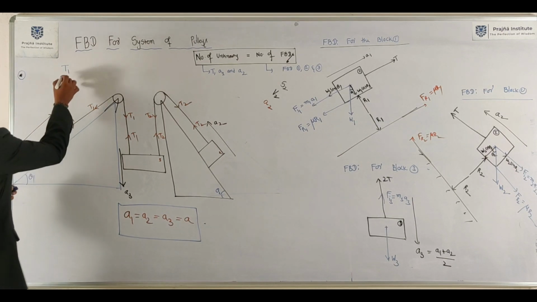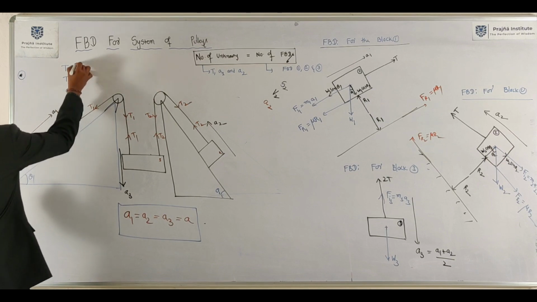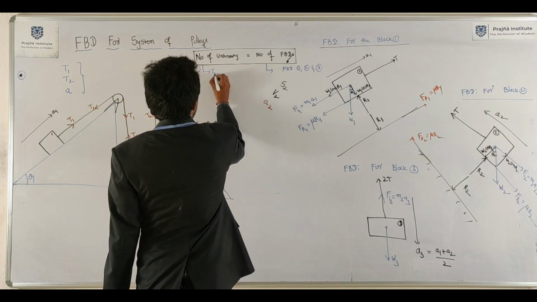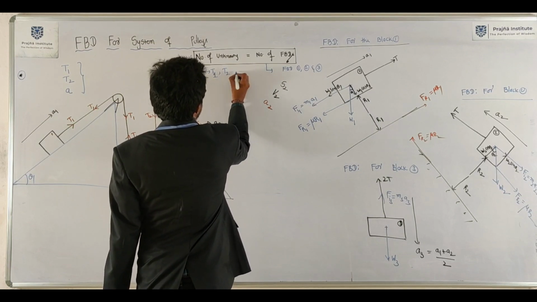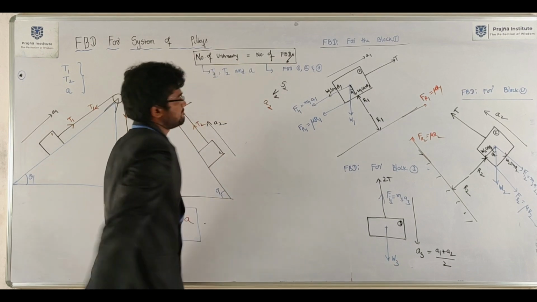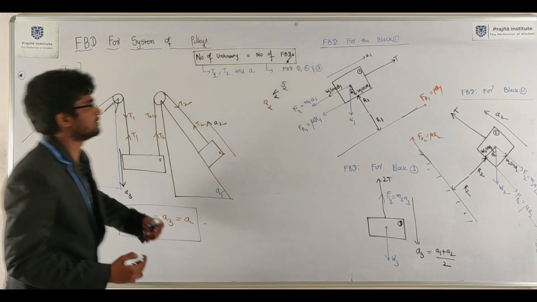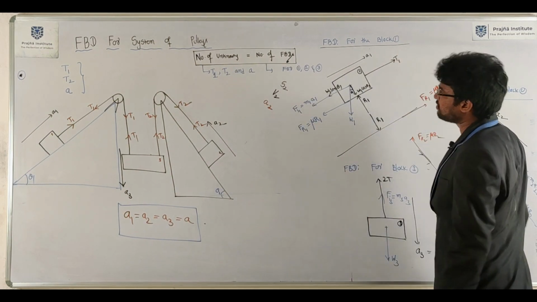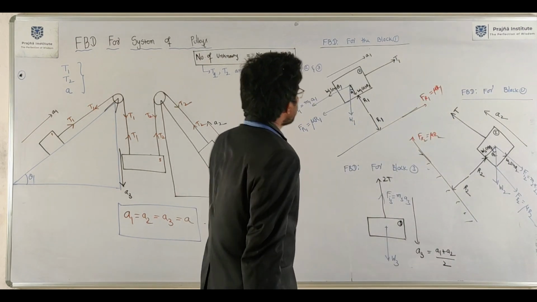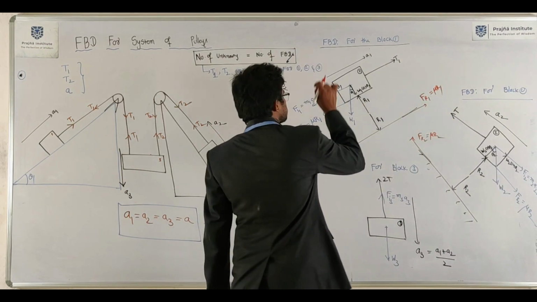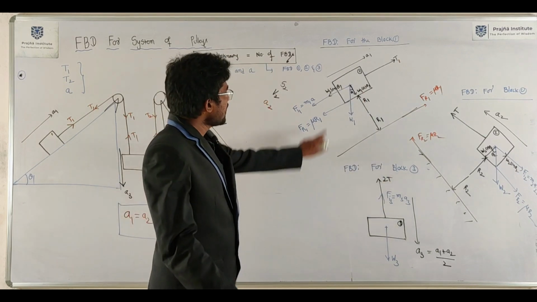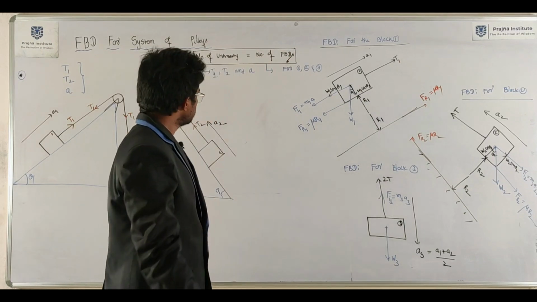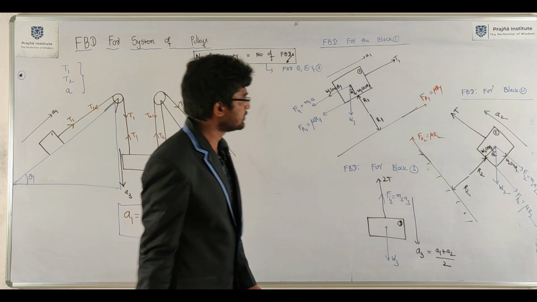T1, T2, acceleration: 3 unknowns. Here tell me, T1, T2 and acceleration A. Just to change the diagram: for block 1, what are the changes? T1 you will get, T1 you will get, and here acceleration A1. Acceleration A1 becomes A, that's it.